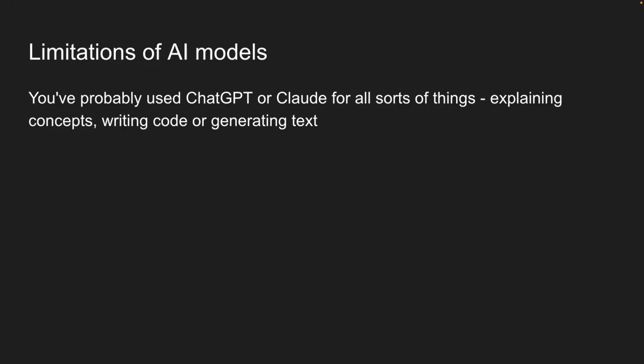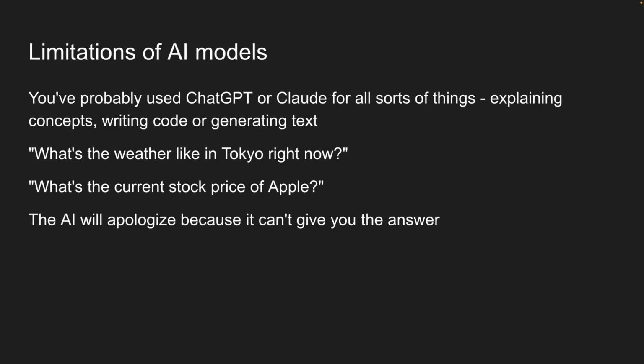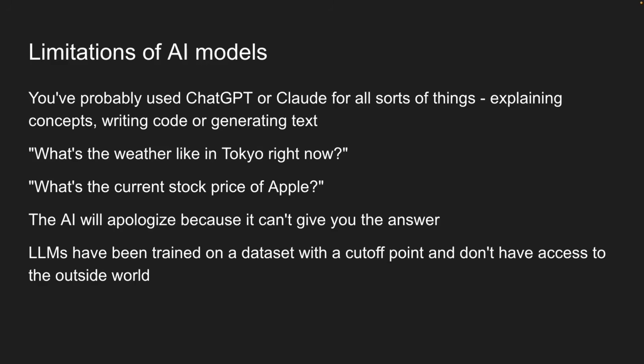You've probably used ChatGPT or Claude for all sorts of things, explaining concepts, writing code, or generating text. And it works great for most things. But when you ask something like, what's the weather like in Tokyo right now? Or what's the current stock price of Apple? The AI will apologize because it can't give you the answer. LLMs have been trained on a dataset with a cutoff point and don't have access to the outside world.